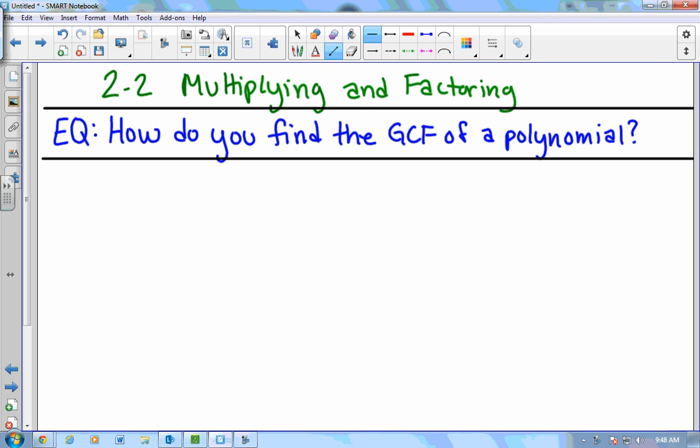Okay, the notes today are backtracking a section back to 2-2, multiplying and factoring. Central question: how do you find the GCF of a polynomial? Someone already just asked, what's a GCF? And someone answered it. That's true. Do you remember what they said? Greatest common factor. If you need to write that down, make note that GCF is greatest common factor.